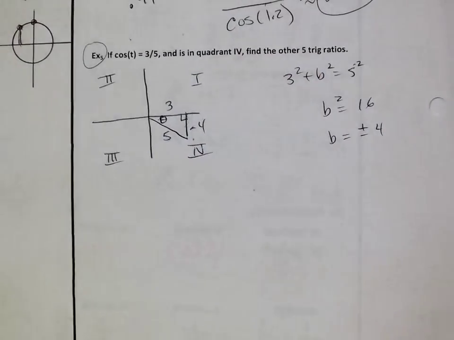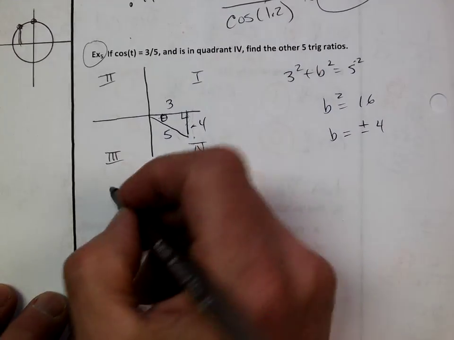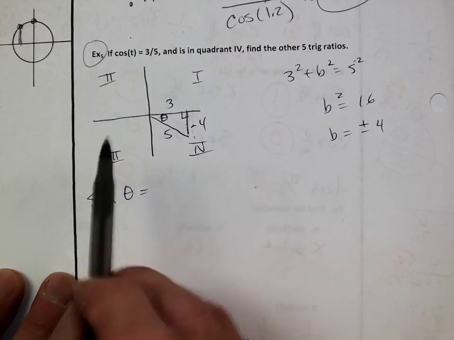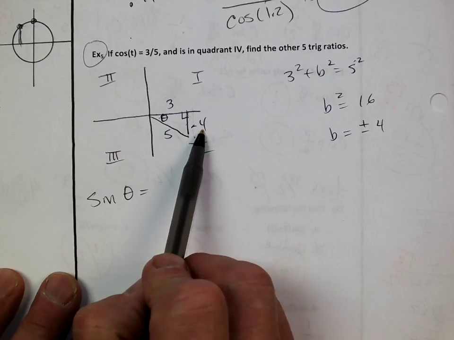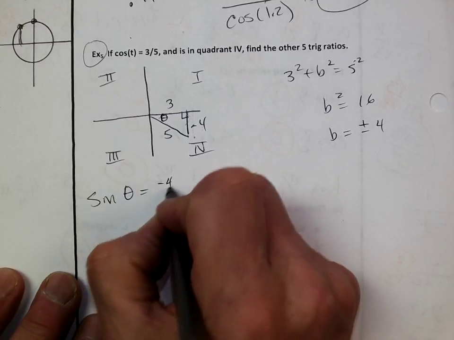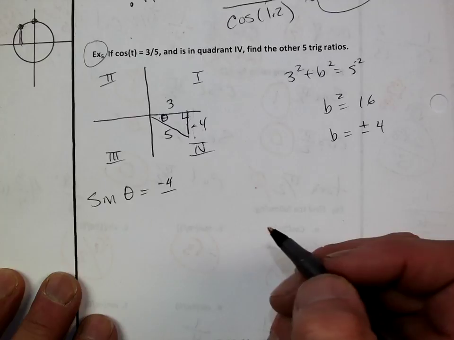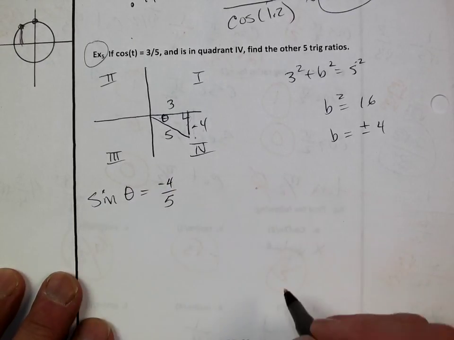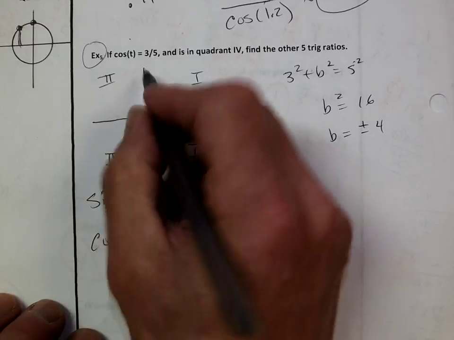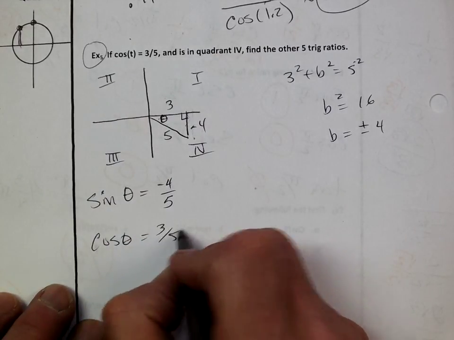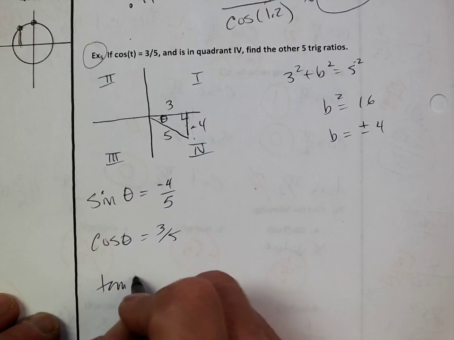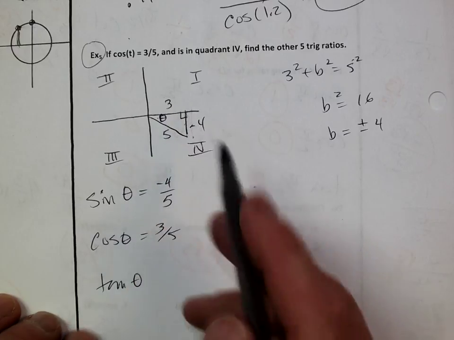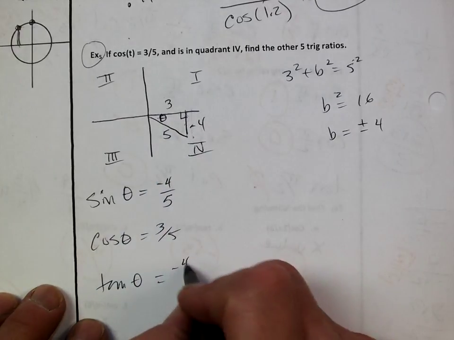So, all right, let's do our trig functions. So, sine of theta. Well, sine is opposite over hypotenuse. Cosine of theta, we already know, right? 3/5. Tangent of theta is the opposite over the adjacent, right? You guys agree with that? Opposite over adjacent. So tangent is just going to be negative 4 over 3.